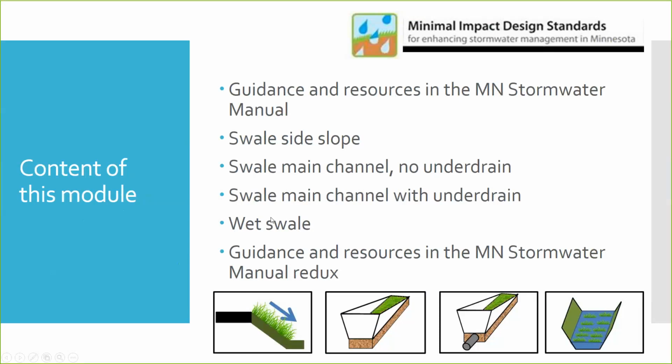These are the 4 symbols that exist in the calculator, and we'll show those to you when we get into the calculator. So this would be the swale side slope, swale main channel, the swale main channel with an underdrain, and the wet swale.